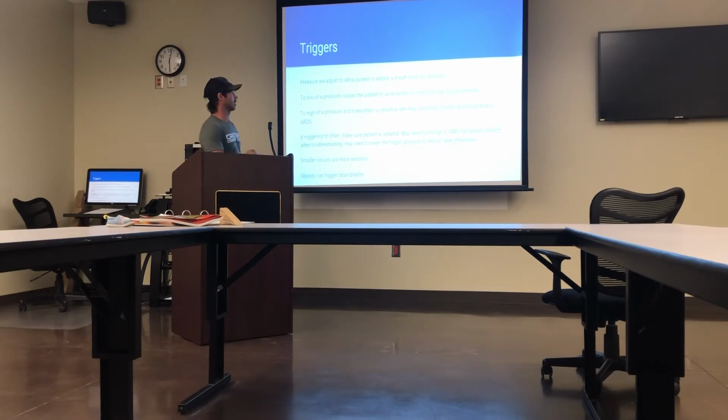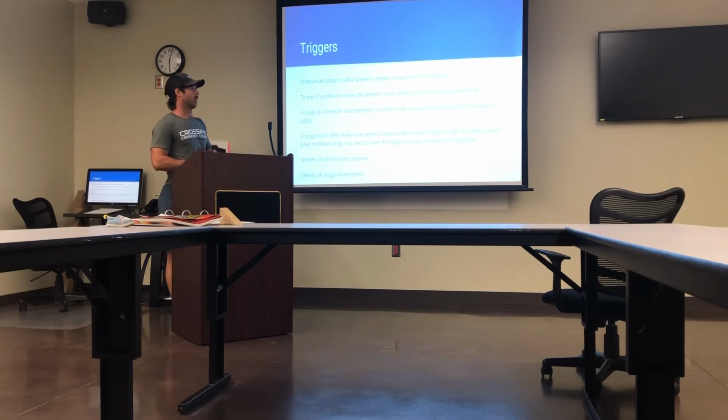If it's triggering too often, make sure the patient is sedated. So go through, make sure your respiratory rate's adequate. If everything's good, sedate your patient. Or switch to SIMV for patient comfort, and I'll get to the difference between SIMV and assist control. But after you troubleshoot all those, you may just need to lower your trigger to reduce false inhalations. Smaller circuits are more sensitive, and a patient being obese can also cause false breaths and make your vent trigger.